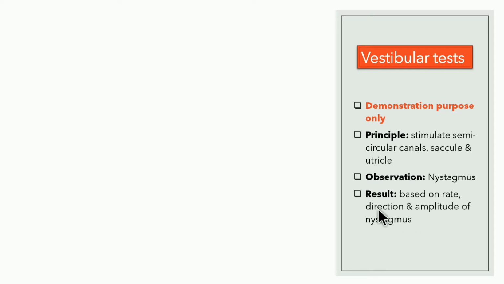There are two components of nystagmus: fast and slow. The fast component of the nystagmus is the direction of the nystagmus. Initially it will move slowly, then fast, slowly, then fast. So the direction of the fast component is the direction of the nystagmus, and then the amplitude, that is the intensity at which the movement is happening. So rate, that is frequency; direction, that is the direction of the fast portion; and amplitude, that is the intensity of the nystagmus. These three things we will keep in mind when carrying out the various tests. So which are the tests?